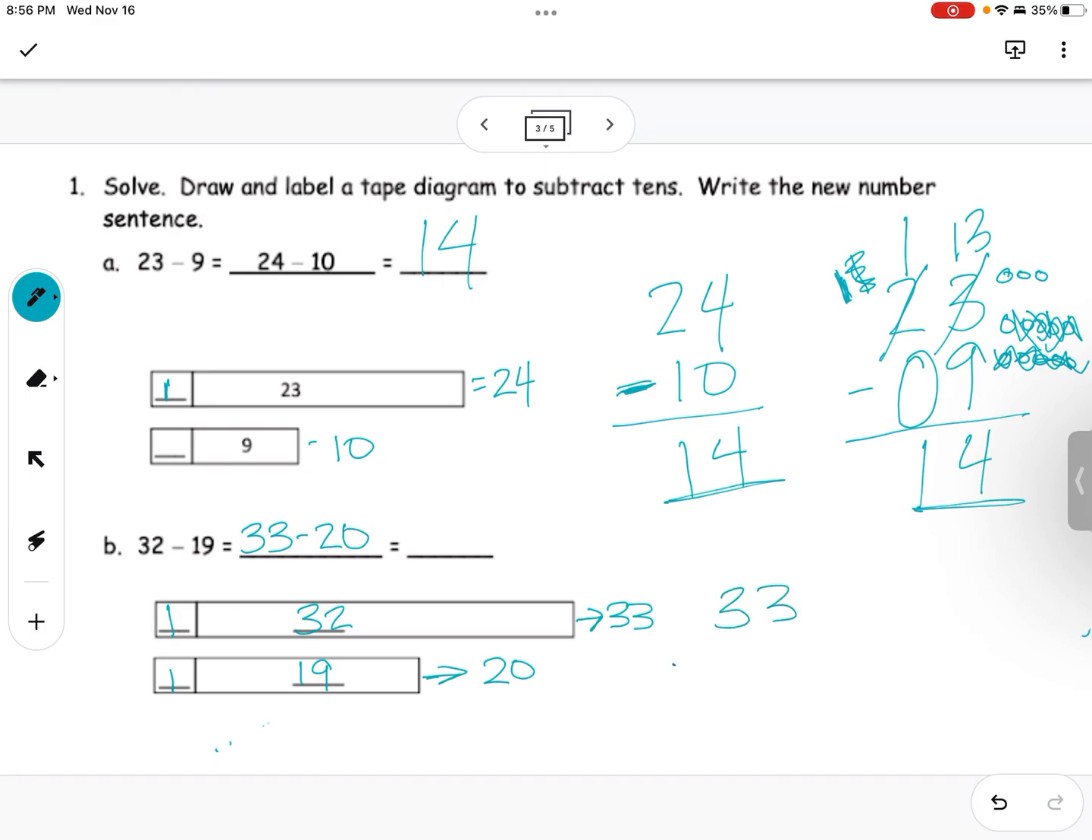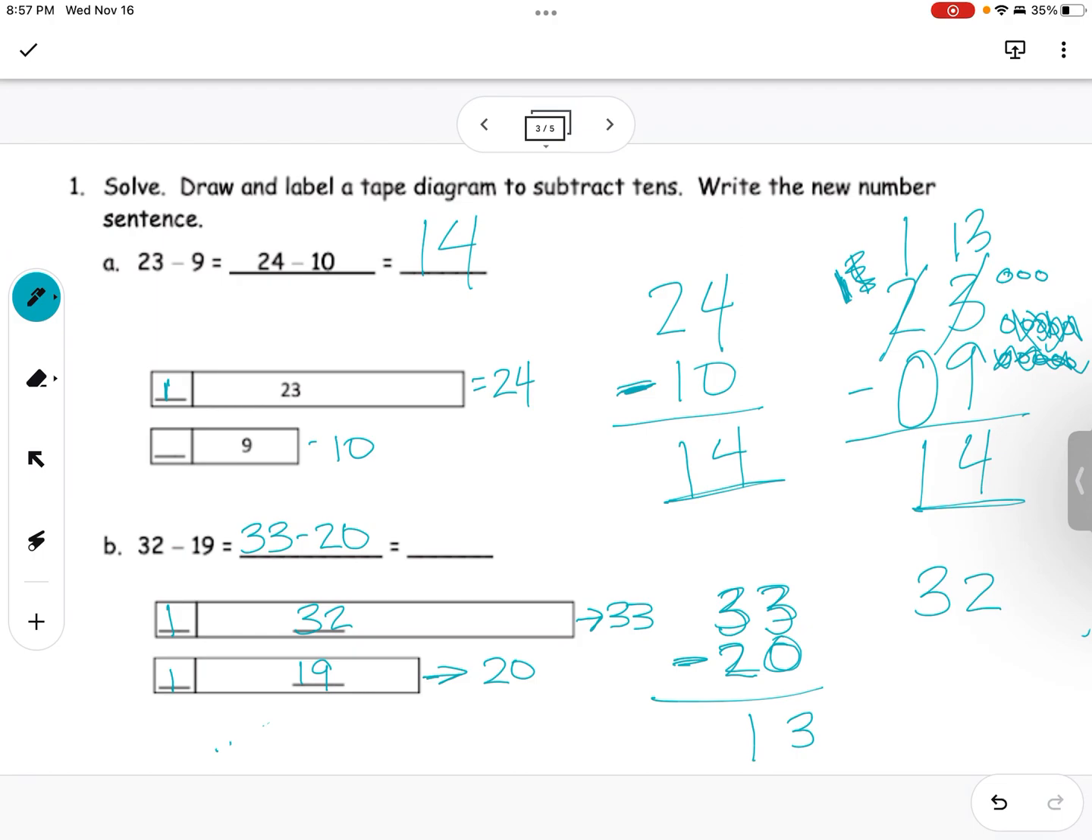Well, when I stack that up to subtract, I find that 3 minus 0 equals 3. And 3 minus 2 would leave me with 1. So the difference of 33 and 20 is 13. But let's try it using the original equation to see if I get the same answer.